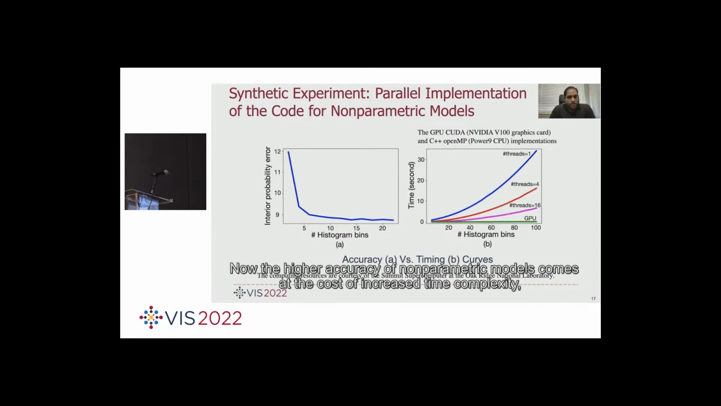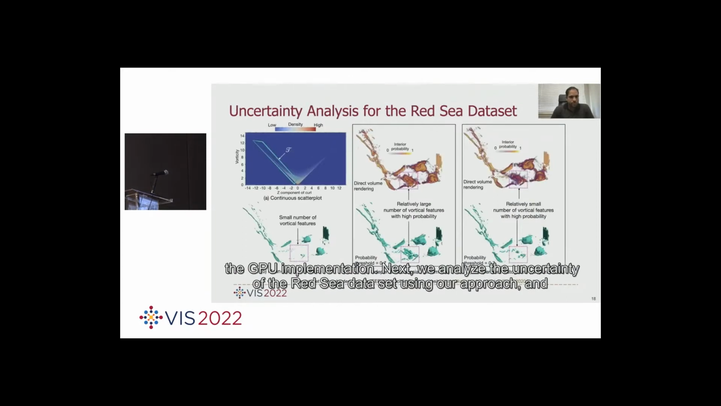Now, the higher accuracy of non-parametric models comes at the cost of increased time complexity as we increase the number of histogram bins, and hence we implemented a faster GPU CUDA version, and this is possible because the computations per cell are independent of the computations in other cells. We would like to thank Jiang Chen at the Oak Ridge National Laboratory for helping us with the GPU implementation.